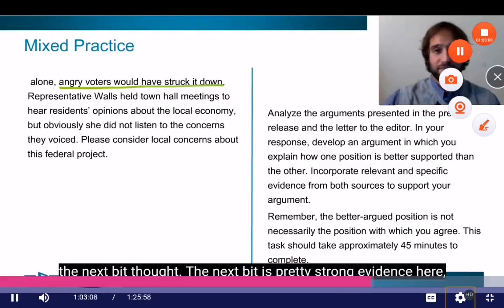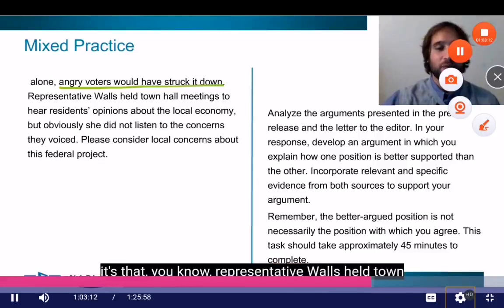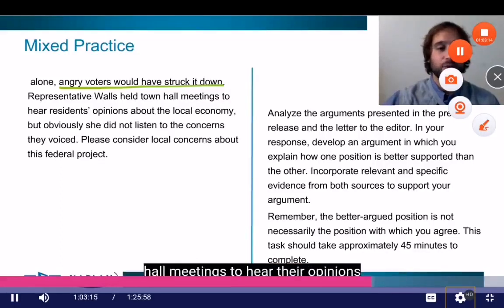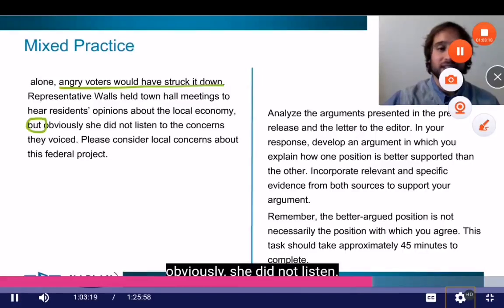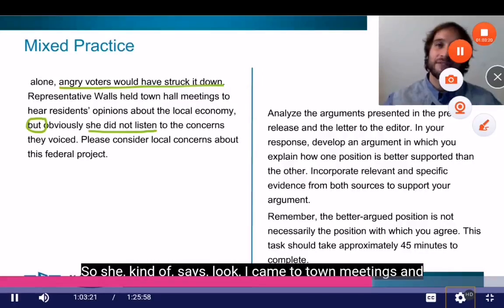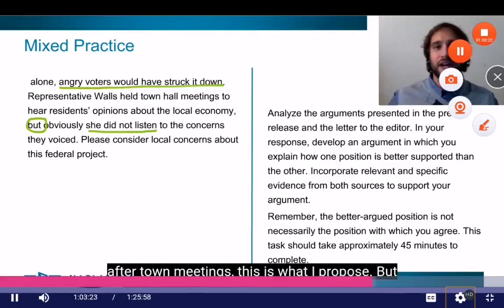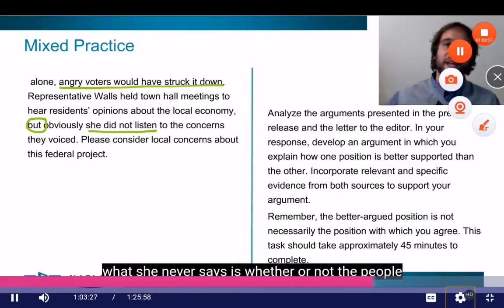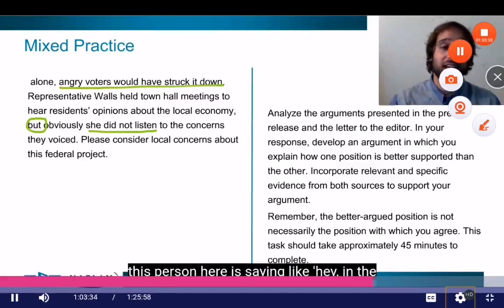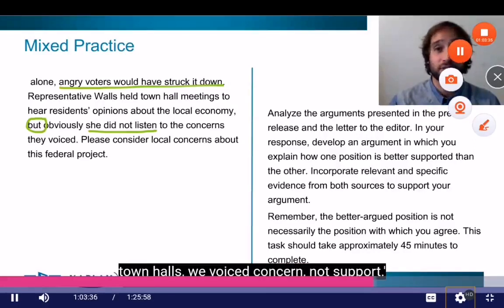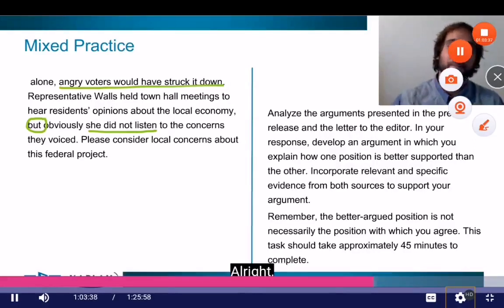Let's look at the next bit, though. The next bit is pretty strong evidence here, is that Representative Walls held town hall meetings to hear their opinions, but obviously she did not listen. So she kind of says, look, I came to town meetings, and after town meetings, this is what I propose. But what she never says is whether or not the people in the town meetings agreed with her or disagreed with her, right? So it seems like this person here is saying, hey, in the town halls, we voiced concern, not support. All right.